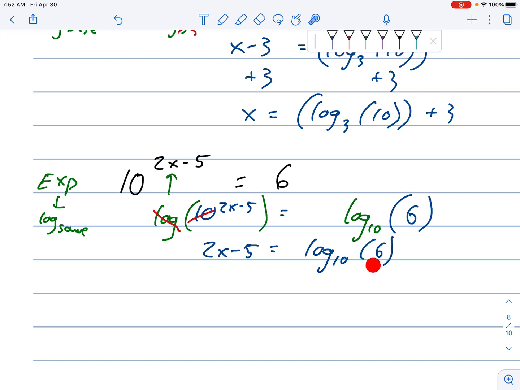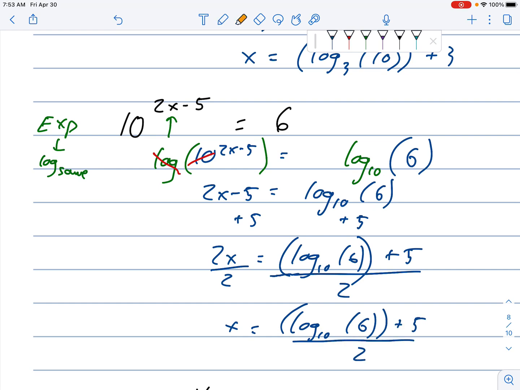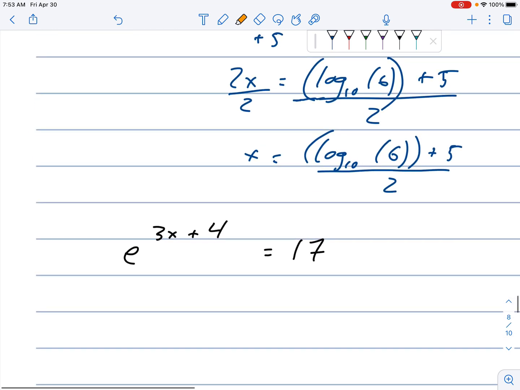10 to what power gives me 6? I don't know. 10 squared? No, it's a small number. I have no idea. So leave it. Some decimal we don't know. Okay, and then just regular steps from here. I'm adding 5 to both sides. Just as we saw, this log base 10 of 6 has to stay together. So I add 5. Divide by 2, the whole thing, both terms. That's a divide. The log base 10 of 6, again, stays together. And there's my answer. Okay, one more, and then we'll switch to doing the reverse.